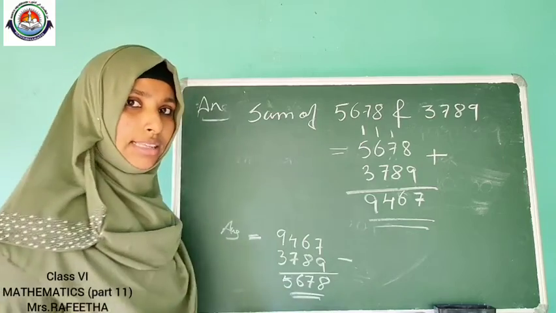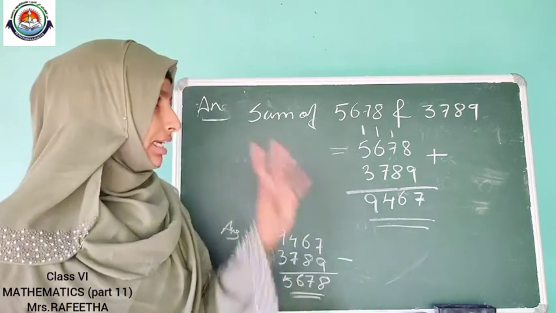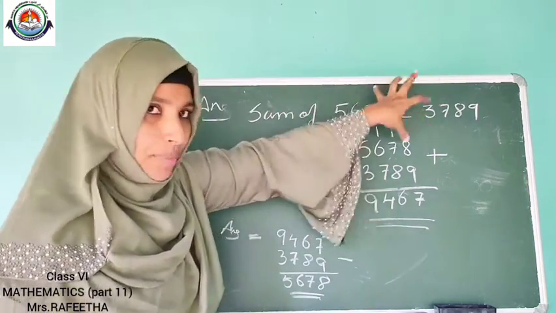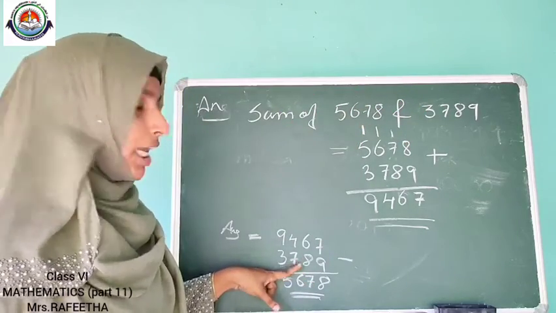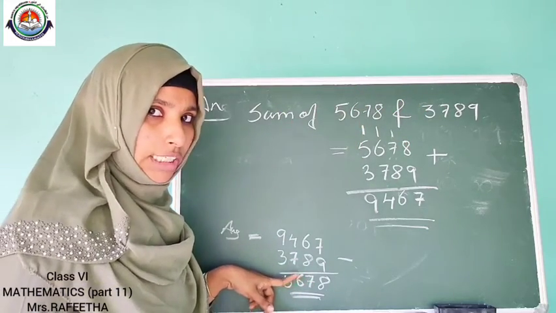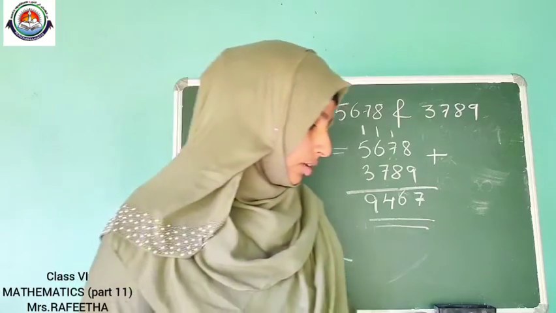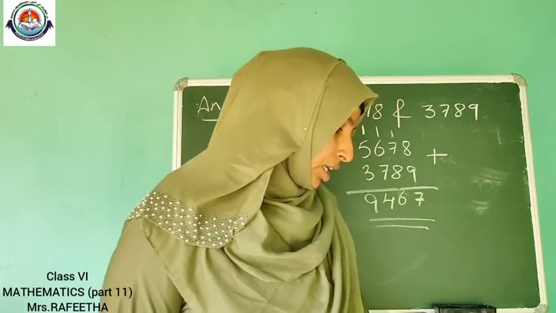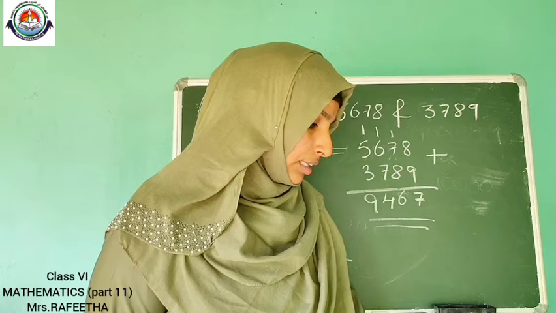So 5678 will be the answer. Okay, that is finding the sum first. From that sum, we want to subtract the given number. Okay, got it. Next question.